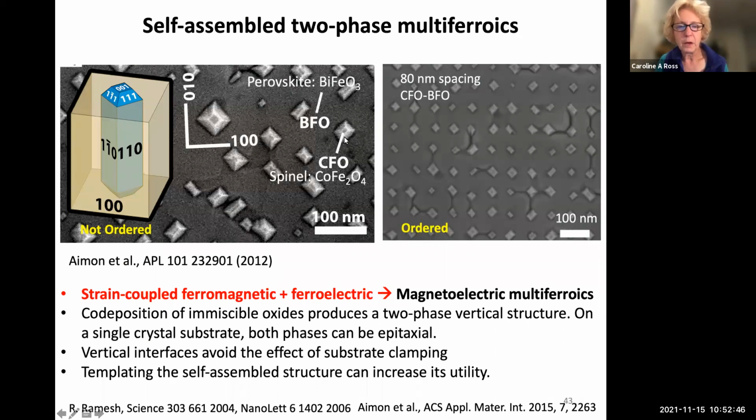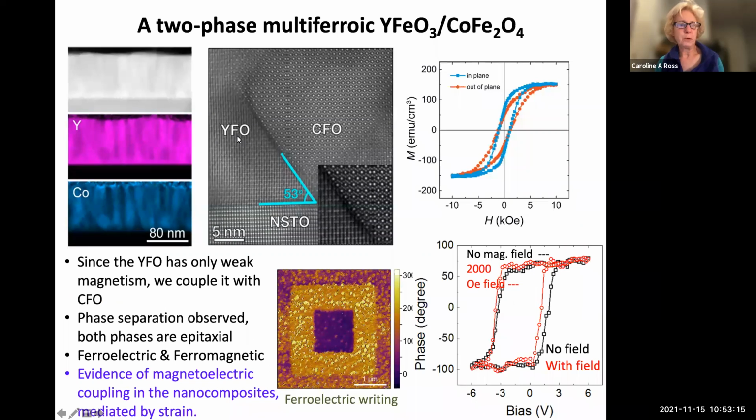We can co-deposit them, and these two materials are immiscible, so you get pillars of the magnetic phase embedded in a matrix of the ferroelectric phase. And we can even template the positions of those features to get an ordered arrangement of single domain magnetic particles embedded in a ferroelectric matrix. We tried this out with YFO, our new ferroelectric material, and it turned out it did make these kind of composite structures with cobalt ferrite.